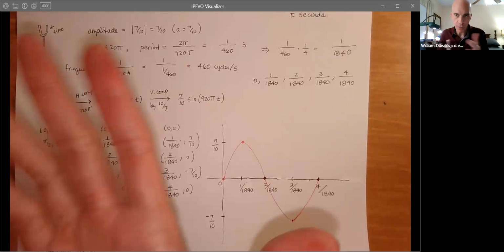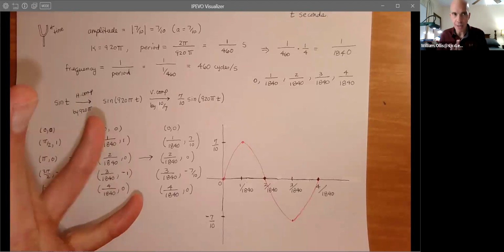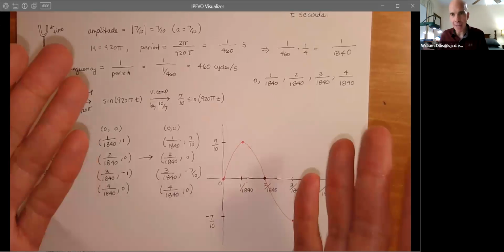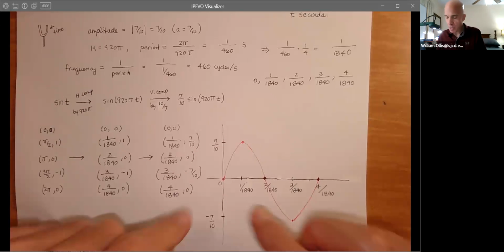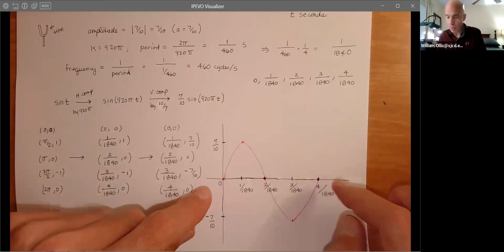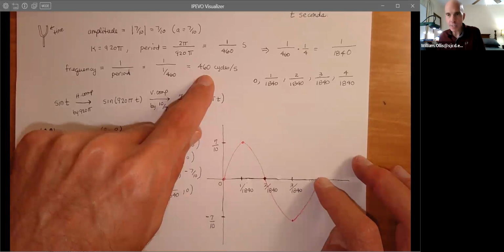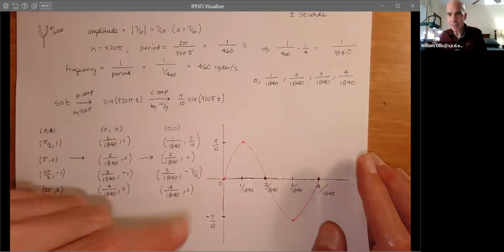But now what we can see is that when we want to describe, say in a physics lab, maybe this was part of a laboratory exercise, and you were working with a tuning fork, and then you had to map out the displacement. So again, you've got this as one cycle, and as we computed, there are 460 of these cycles in 1 second. So that, I mean, it's amazing.